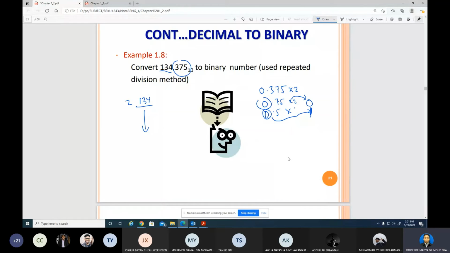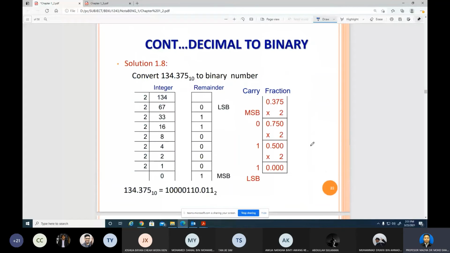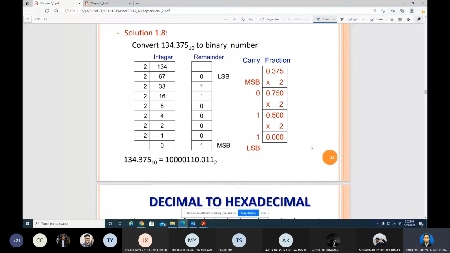So multiply by 2. 0.5 multiplied by 2 will be 1. So 1 is brought to here. So that is the answer. That's why you have to read, for the decimal point, from most significant bit to least significant bit. This means you have to read from this point: 0 1 1. For this one you have to read from the most significant bit.